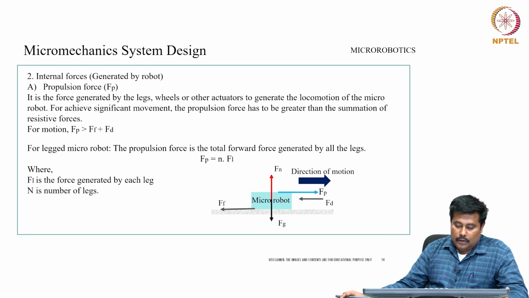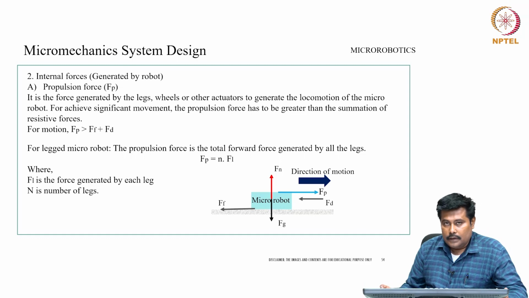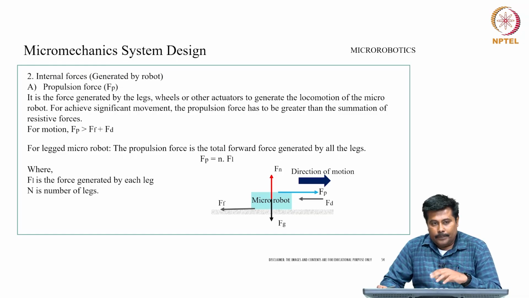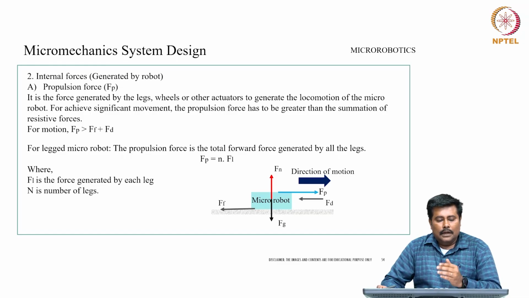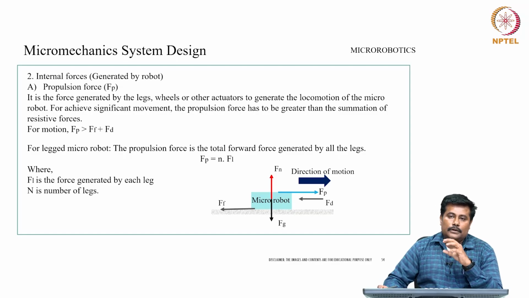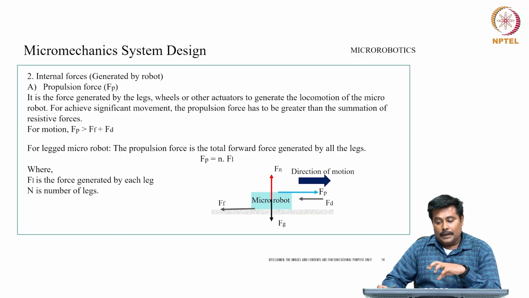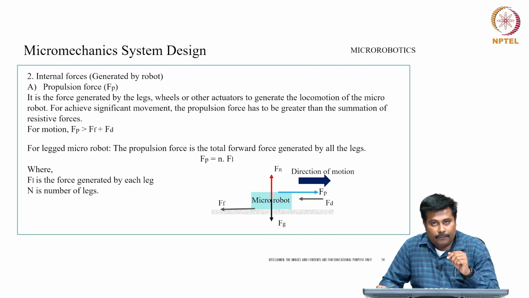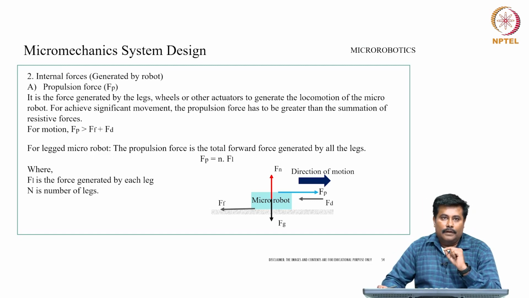Now, when we talk about the internal forces, one of the key forces which exhibits in an internal condition is called the propulsion force. The propulsion force is the force generated by the leg, wheel or other actuator to generate the locomotion of the micro robot. To achieve significant movement, the propulsion force has to be greater than the summation of the resistive forces. So, for motion, Fp must be greater than Ff plus Fd.